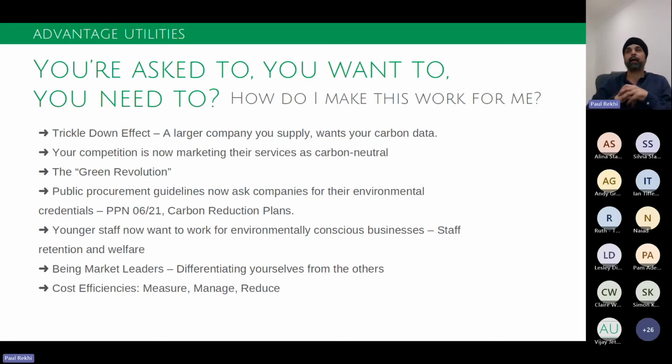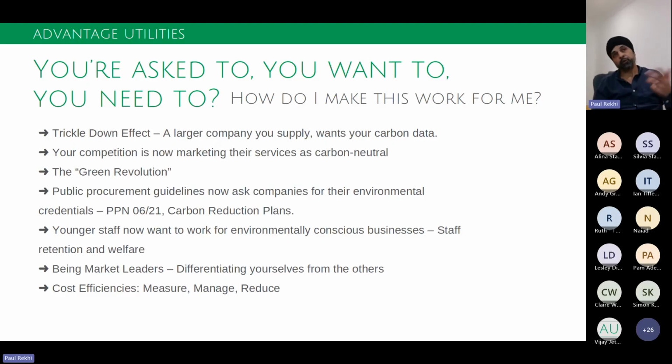We go on from there, and all businesses want to do business. And part of that is procurement. Part of that is tendering for business. Public procurement guidelines now state that if you want to deal with a public body, a council, they are going to start asking you for your credentials. Something a lot of you might be familiar with is a PPN 06/21 form that asks businesses to report their scope 1, scope 2, and 5 elements of their scope 3. And a lot of the time when they want to do that, they don't really know where to begin or where to start. And that's where organizations like ourselves have the ability to help people.